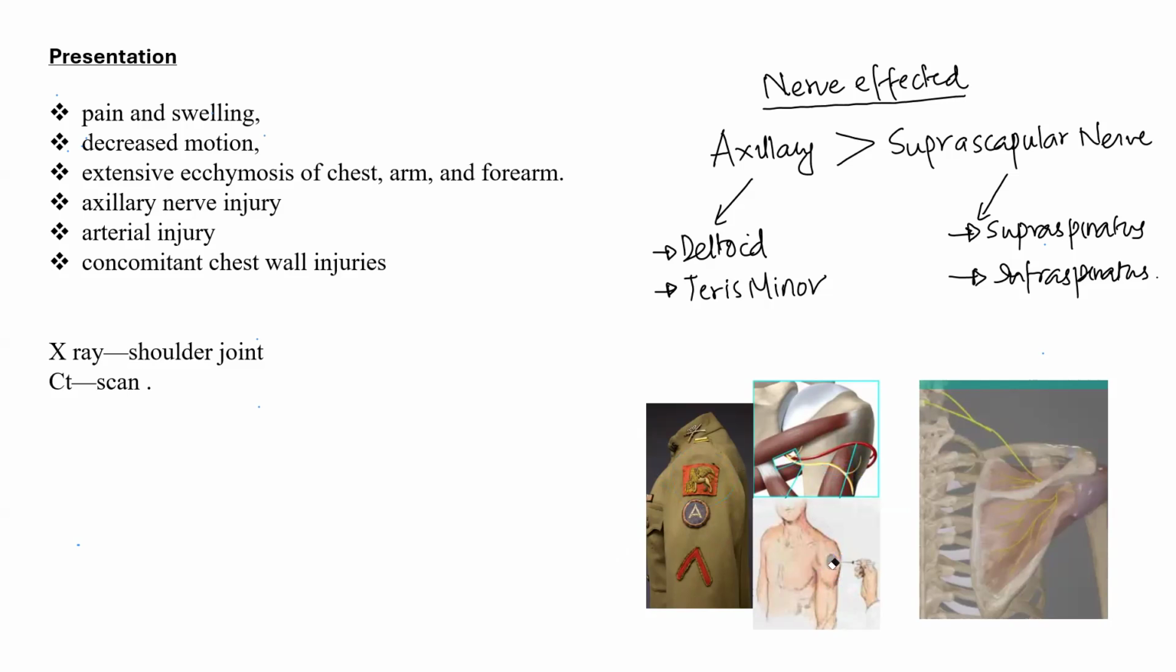So they have this area lack of sensitivity and involvement of the deltoid and teres minor muscle. This is otherwise called the regimental badge sign. The point to remember is there are two nerves which are commonly involved. The most common is the axillary nerve, followed by the suprascapular nerve, when the patient has a fracture of the proximal humerus.